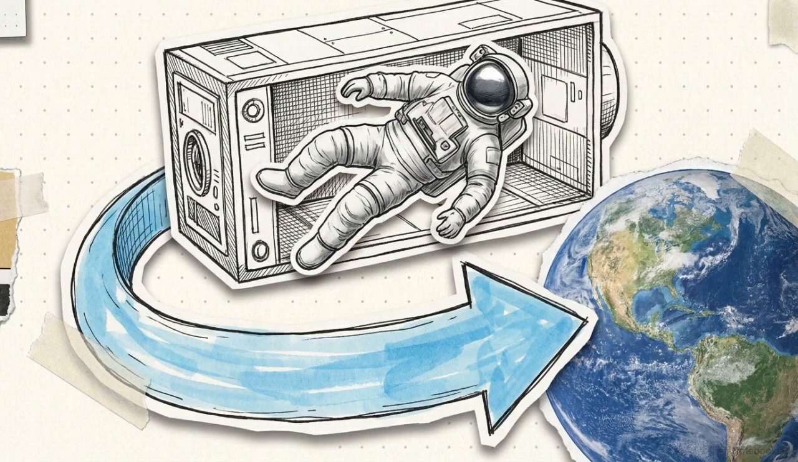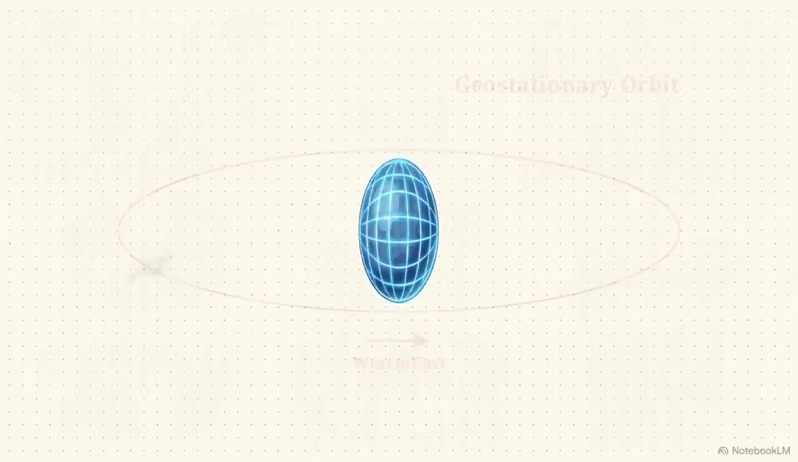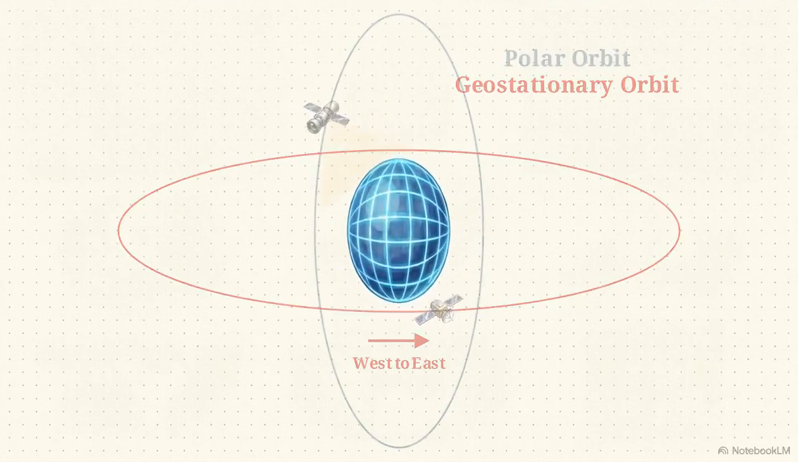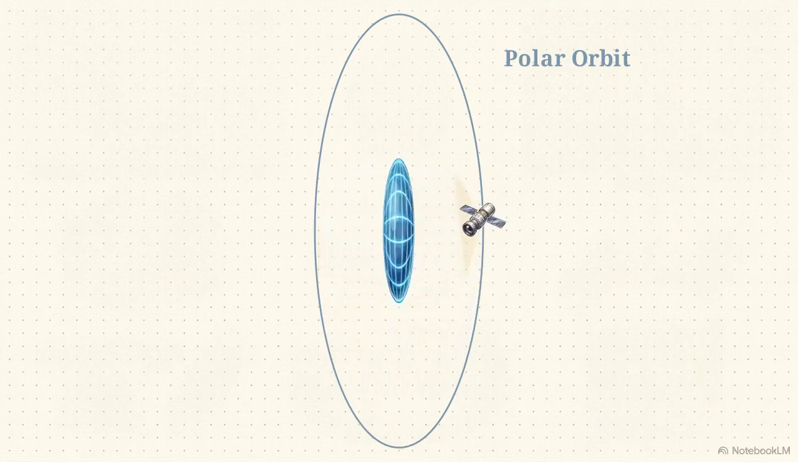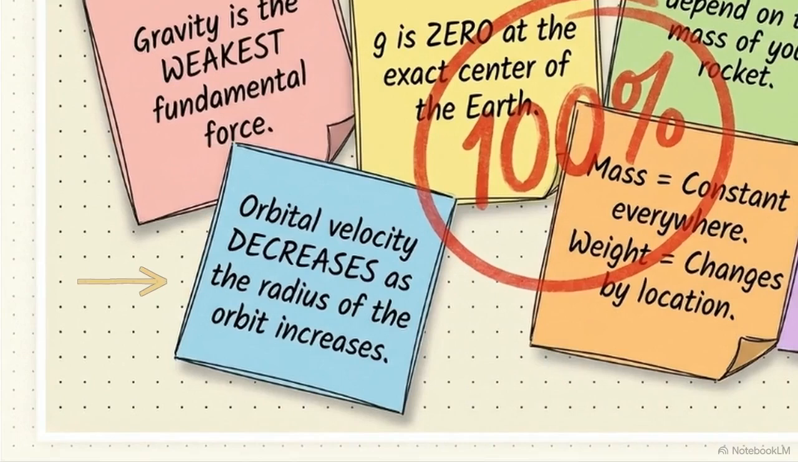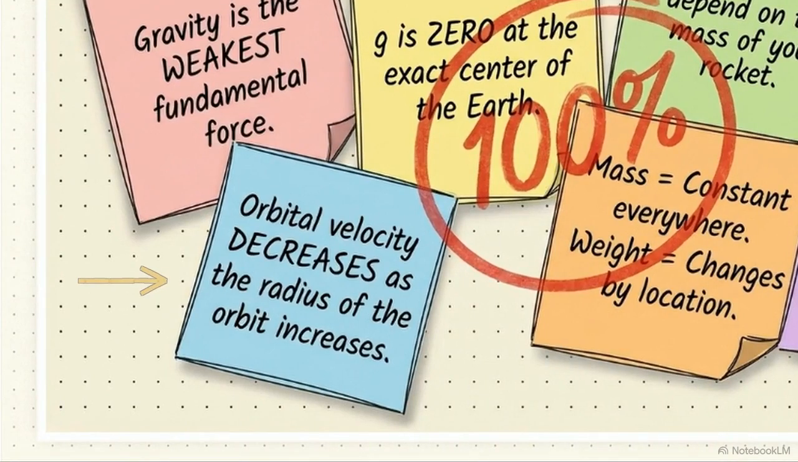2 satellite facts are frequently tested. Geostationary satellites must revolve in the equatorial plane, from west to east, matching Earth's rotation. Conversely, polar satellites are primarily utilized for remote sensing. This trapboard summarizes the final numeric myths. Look at the green note. Escape velocity from Earth is 11.2 kilometers per second and doesn't depend on projectile mass. Next, the blue note. Orbital velocity decreases as the orbit's radius increases.